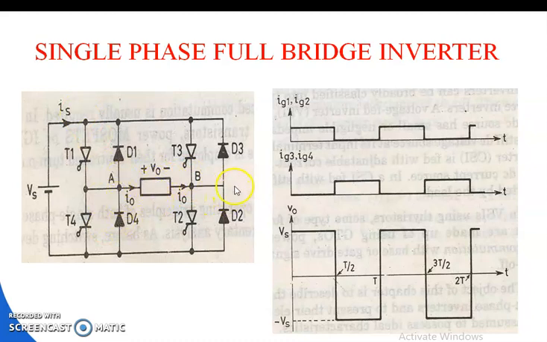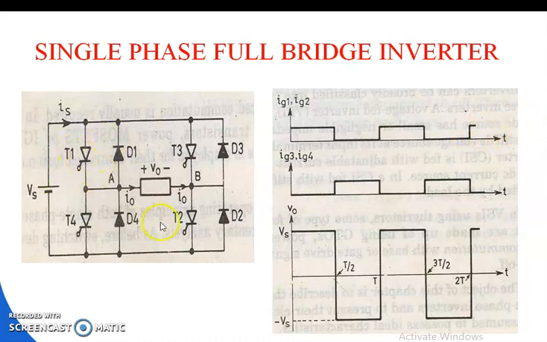Then come to the operation. Let us assume that initially the thyristors T1, T2 are gated by giving the gate pulses Ig1 and Ig2 respectively. This is the gate pulse Ig1 and Ig2, then this portion will be 0, then Ig1, Ig2 again, then 0, then Ig1, Ig2. In this way the operation will continue.